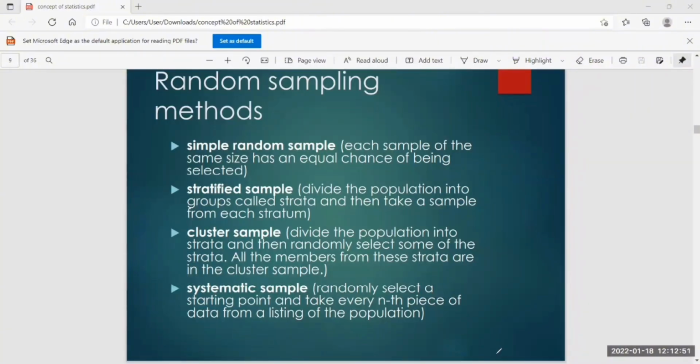Systematic sampling is randomly selecting from a starting point and then every nth item. For example, every third member of the population will be selected. You choose 1, 2, 3, 1, 2, 3. Population 1, 2, 3, select this. This is sample number 1, sample number 2, sample number 3. That's what you call systematic sampling. So there is a system.